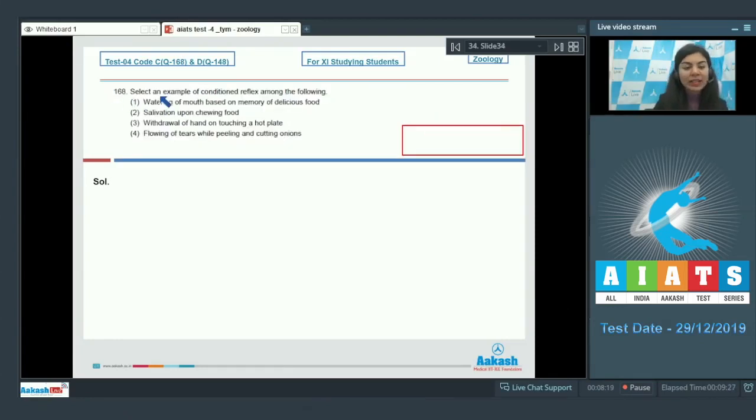Question 168. Select an example of conditioned reflex among the following: watering of mouth based on memory of delicious food, salivation upon chewing food, withdrawal of hand on touching a hot plate, flowing of tears while peeling and cutting onions. A conditioned reflex is a trained response, and it is also involuntary in nature. Out of the given options, the watering of mouth based on memory of delicious food indicates the prior exposure of certain food which evokes that response. So this is a conditioned reflex.